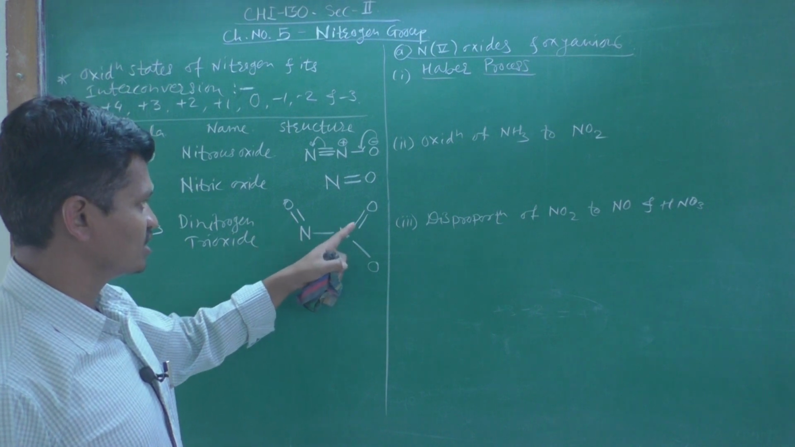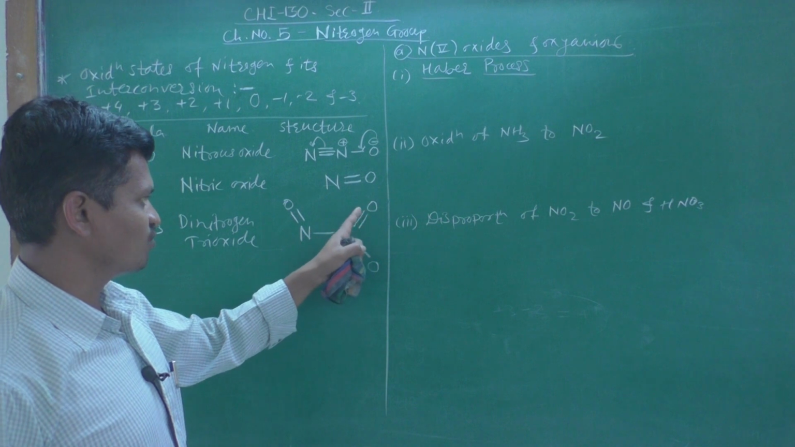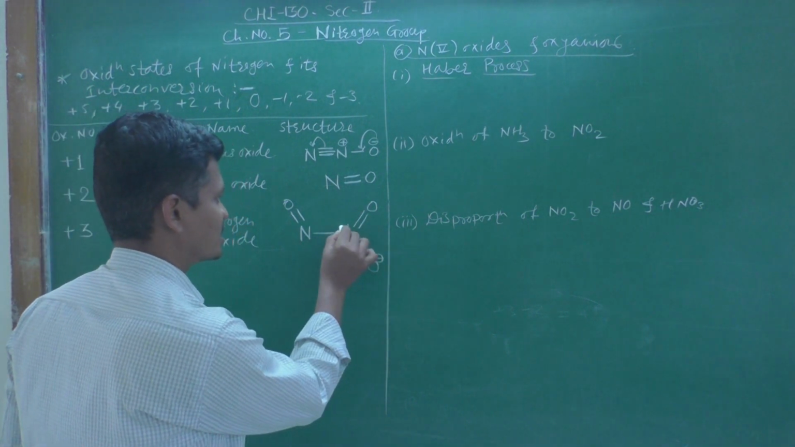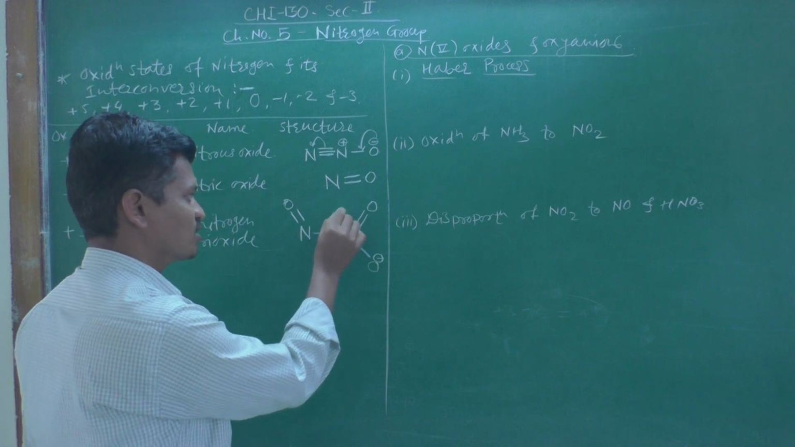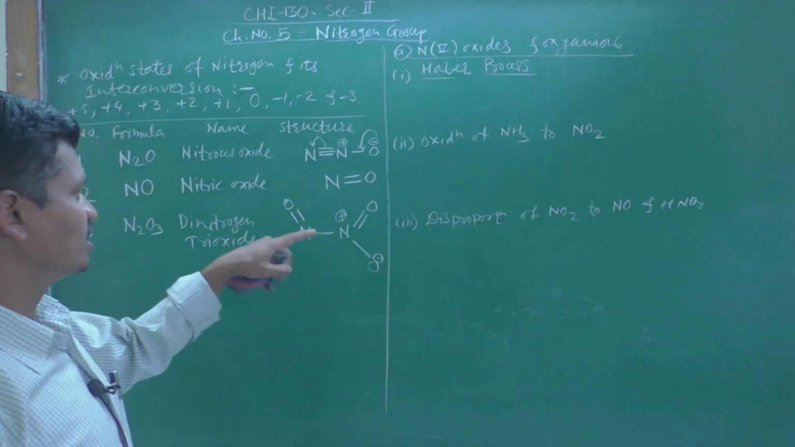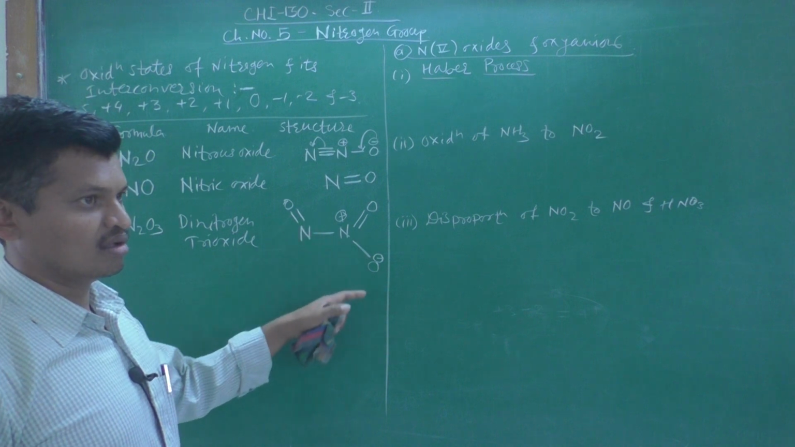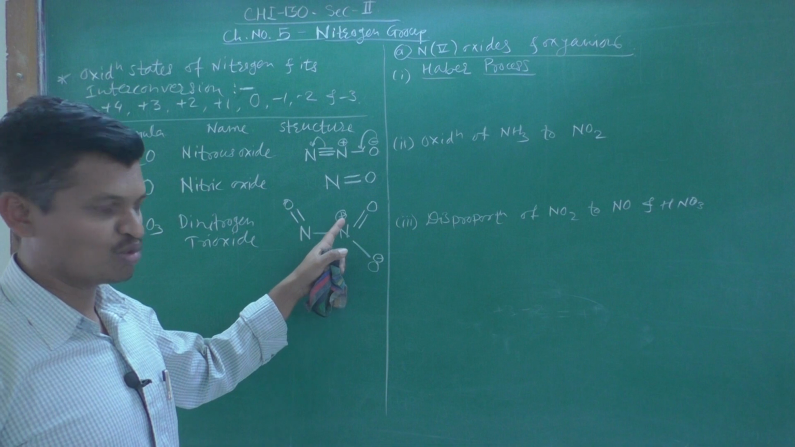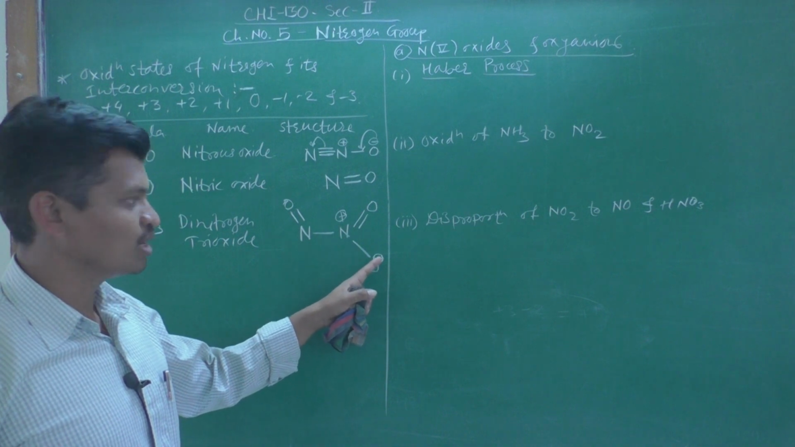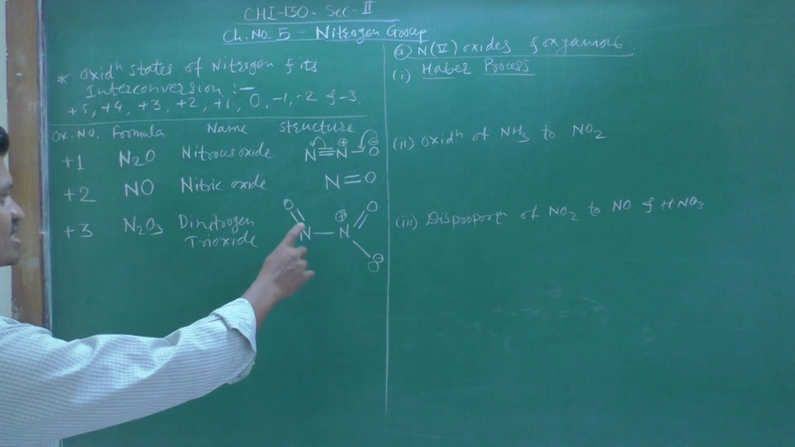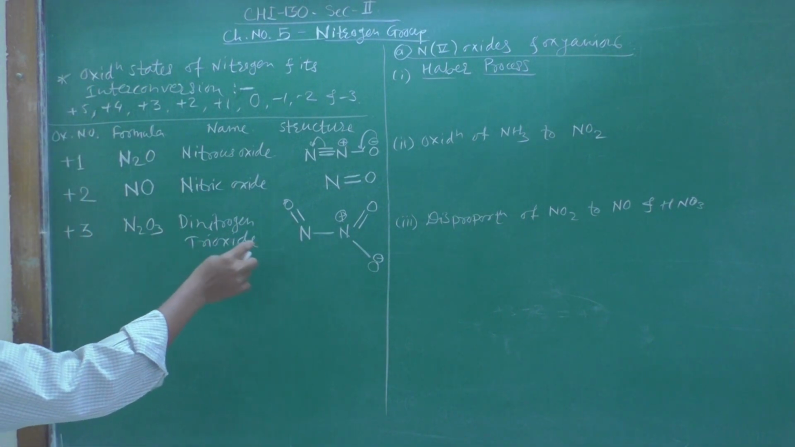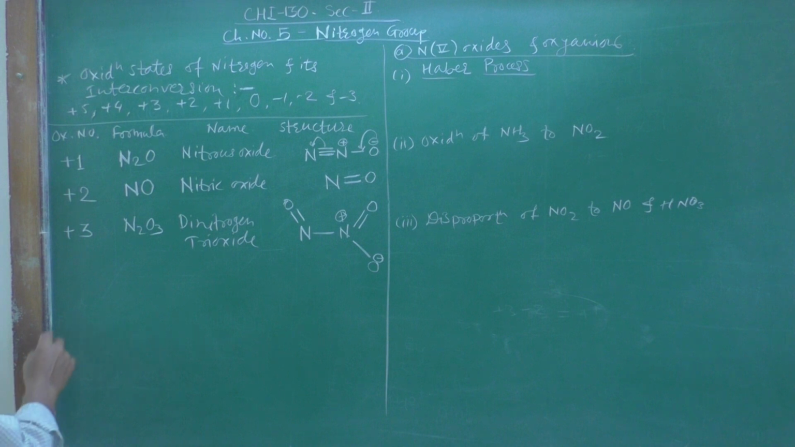Then for this oxygen, 1, 2, this oxygen has only 1. So, this has a negative charge and this nitrogen has 4 valency, so it has a positive charge, and as a whole it is a neutral molecule. So, this mono positive charge is neutralized by the mono negative charge. So, this is the structure of N2O3, that is dinitrogen trioxide. In this case nitrogen exists in +3 oxidation state.